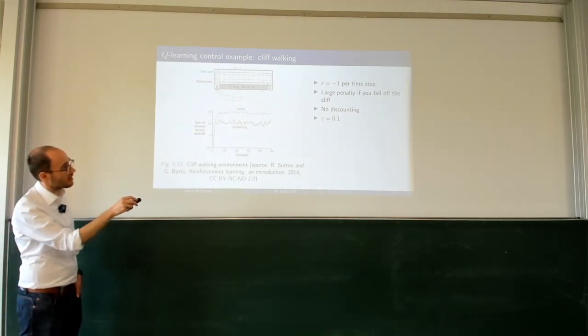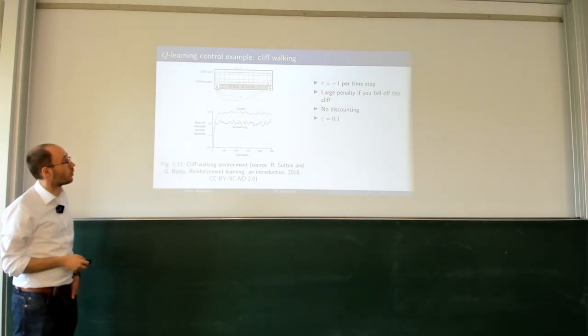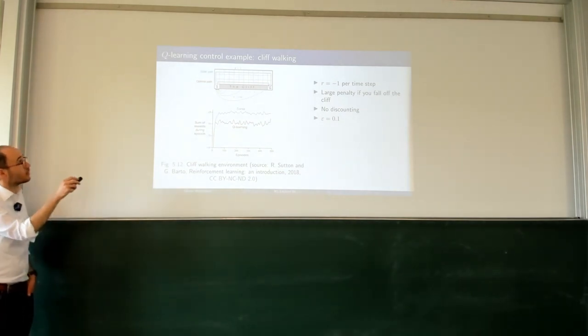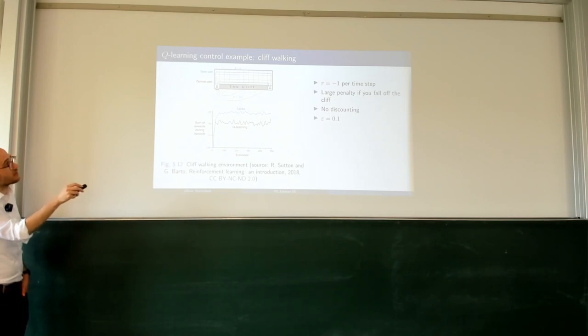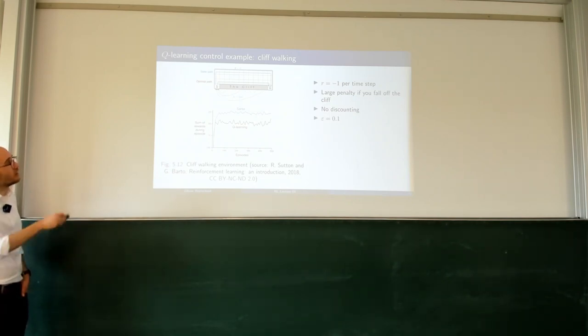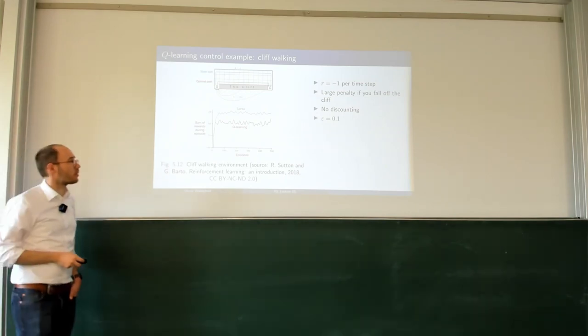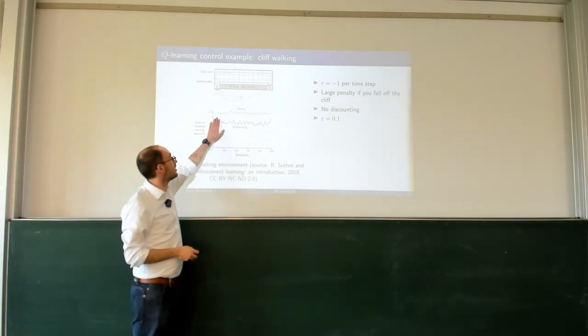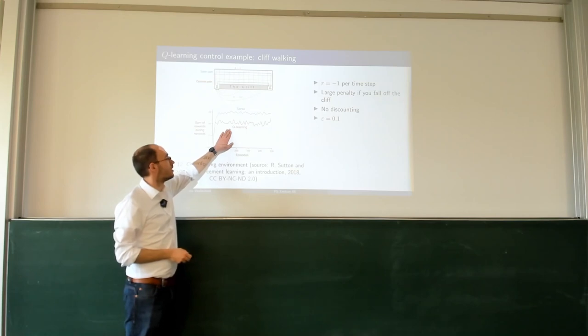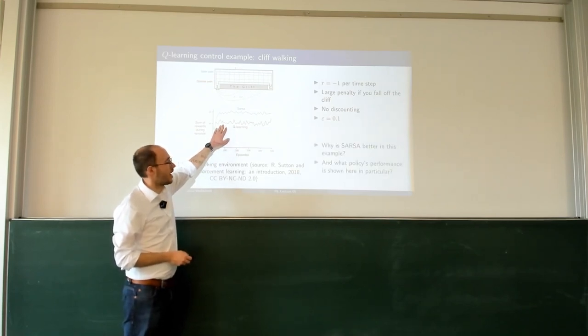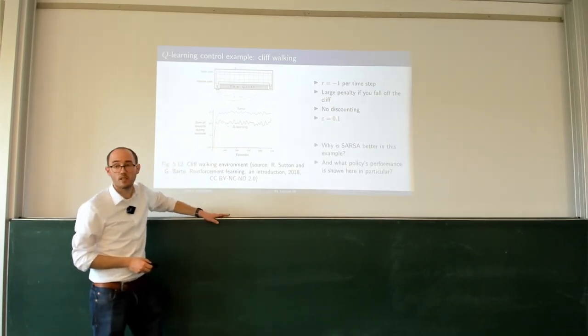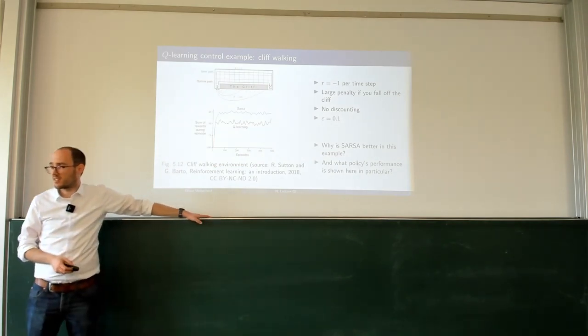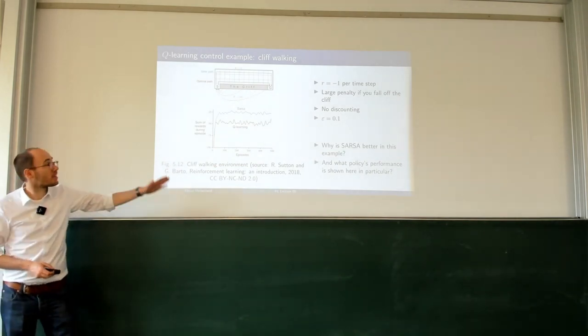There's no discounting, and epsilon for exploration is 0.1. And what we can find is that for every time step which you are in the environment, you also get a slight negative reward of -1. So there would be basically a safe path and an optimal path. And the problem is that SARSA behaves better than Q-learning. So how can that be? And what policy performance is shown here particularly? Does somebody have an idea why we can see this outcome?